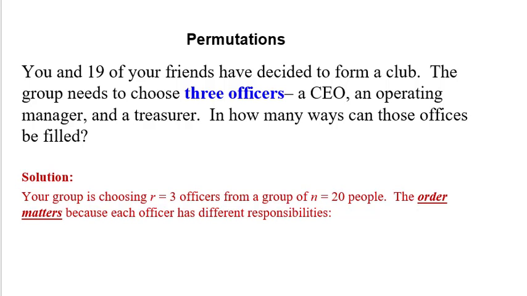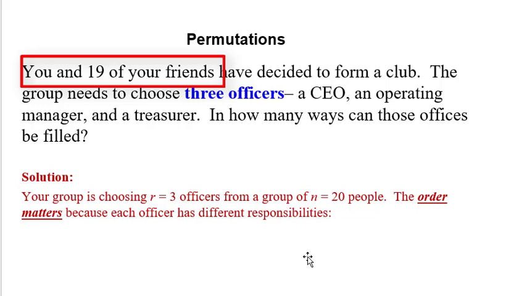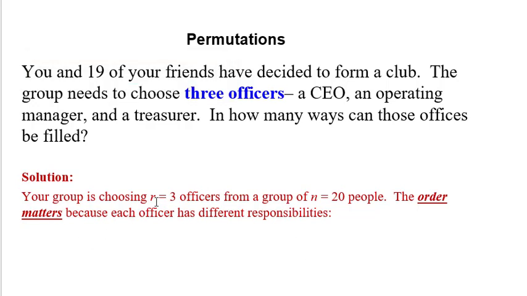Okay, let's try one more problem. You and 19 of your friends are going to form a club. So we need a CEO, we need an operating manager, and we need a treasurer. This is a little tricky because they said you and 19 of your friends. So there are 20 people in this club. So our N is 20, and we're choosing 3 people. Now this is a permutation because the order does matter.